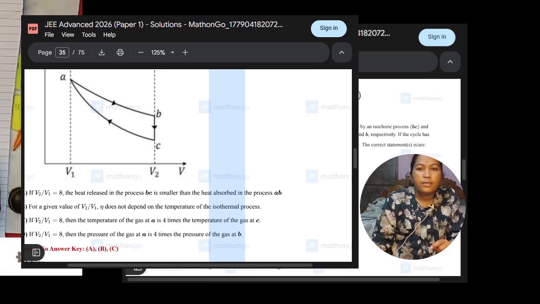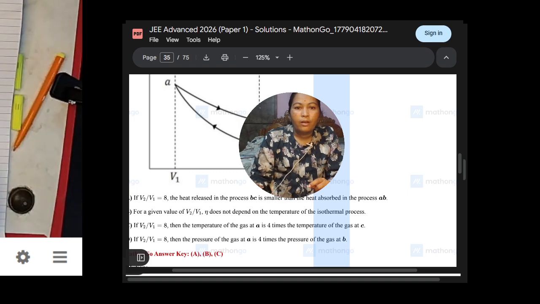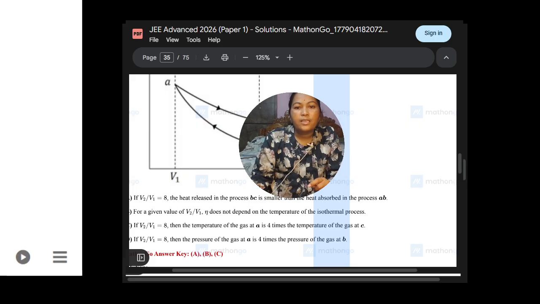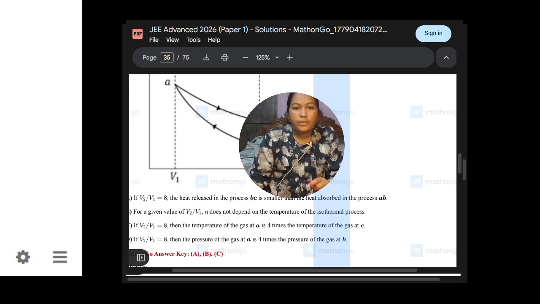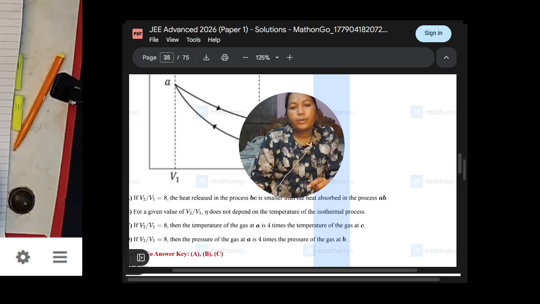What are the options? Let's see. A: If V2 over V1 is equal to 8, the heat released in the process BC is smaller than the heat absorbed in the process AB. B: For a given value of V2 over V1, eta does not depend on the temperature of the isothermal process. Option C: If V2 over V1 is equal to 8, then the temperature of the gas at A is 4 times the temperature of the gas at C. D: If V2 over V1 is equal to 8, then the pressure of the gas at A is 4 times the pressure of the gas at B. These are the options. Let's solve the problem now.